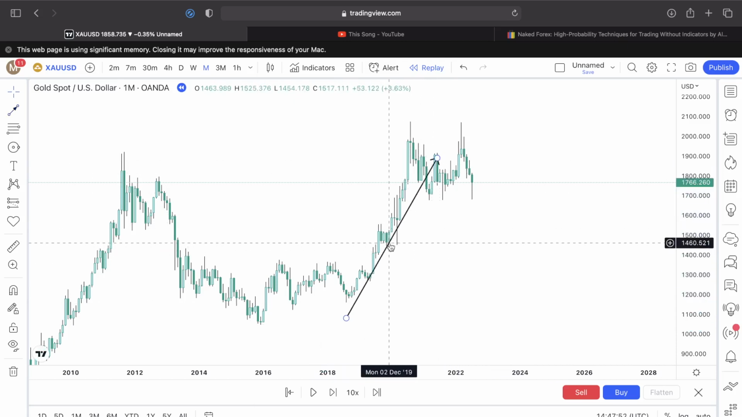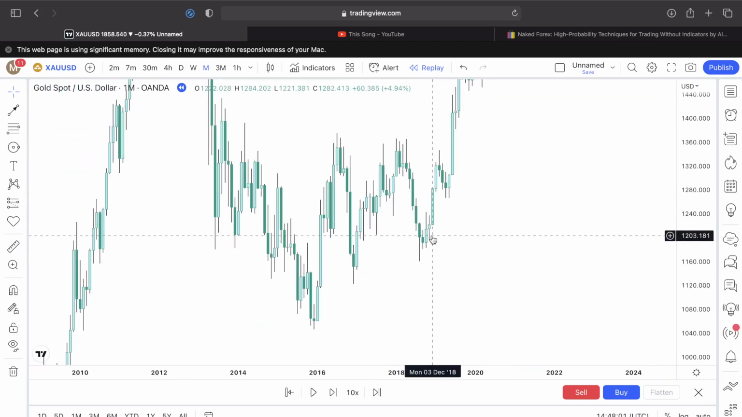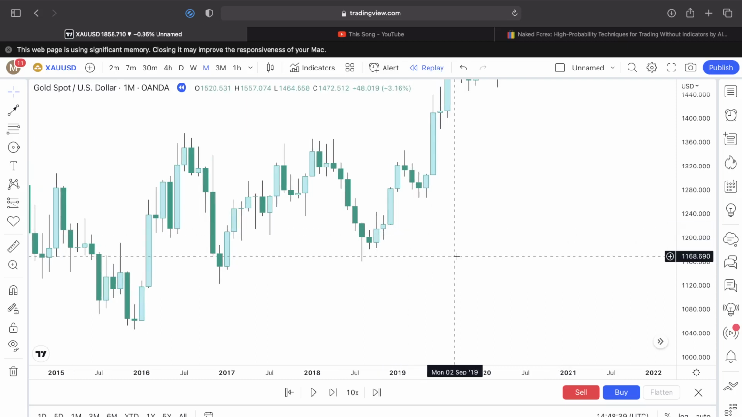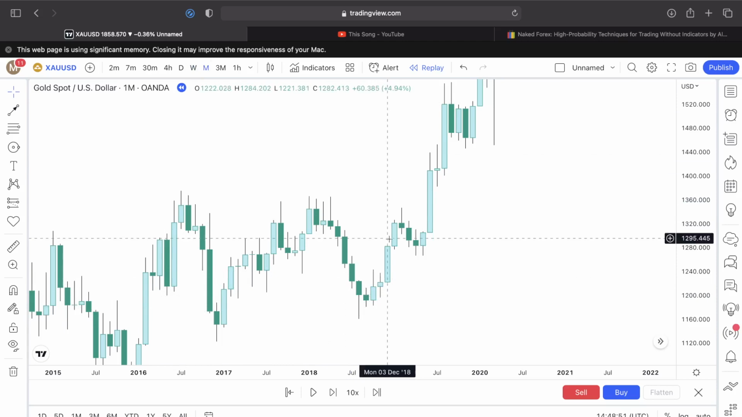The open price at that time was initially 1,191.971. Then the lowest price it went down to was 1,183.348, and it closed at 1,214.390. So as we can see, it opened here, went all the way down, and closed there. And that's one month. Remember, one candlestick represents one month, because we're right now on the monthly chart.